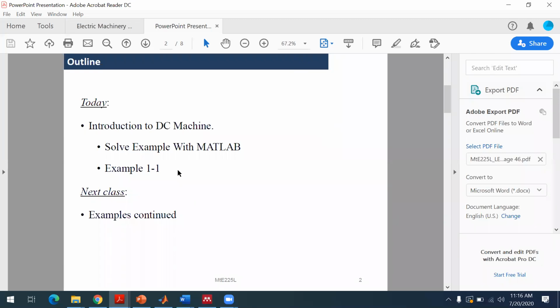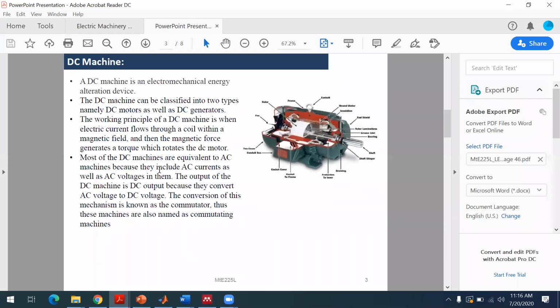Basically, we'll be doing the introduction to the DC machine. The example we are doing is example 110, and only one part of it, which I think is the B part. So let's quickly go through what a DC machine is.